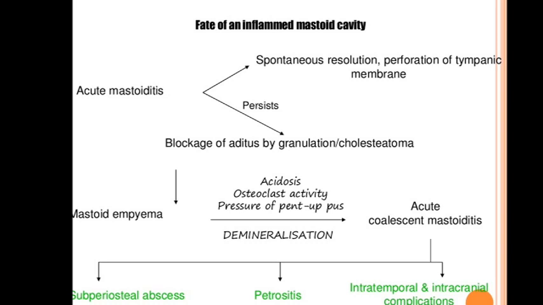Now here, this is nothing but the pathogenesis. Once mastoiditis develops, either it will spontaneously resolve, how? There will be a perforation of the tympanic membrane and the pus will flow out, or else it will persist and then the aditus will be blocked, and further gradual osteoclastic activity and demineralization will eat away all the air cells or the bony septations, leading to coalescent mastoiditis. Complications thereafter can occur.